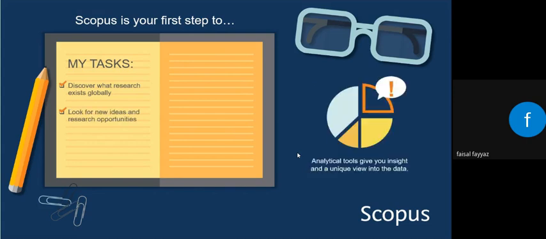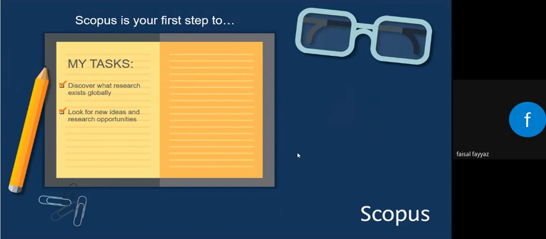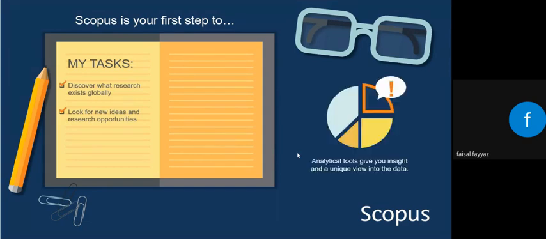Second point, look for new ideas and research opportunities. In this way, analytical tools give you insight and a unique view into the data, where you can see what you can do and what happened in the past. So you can roll out new ideas and help and serve humanity while creating a new research article as well.